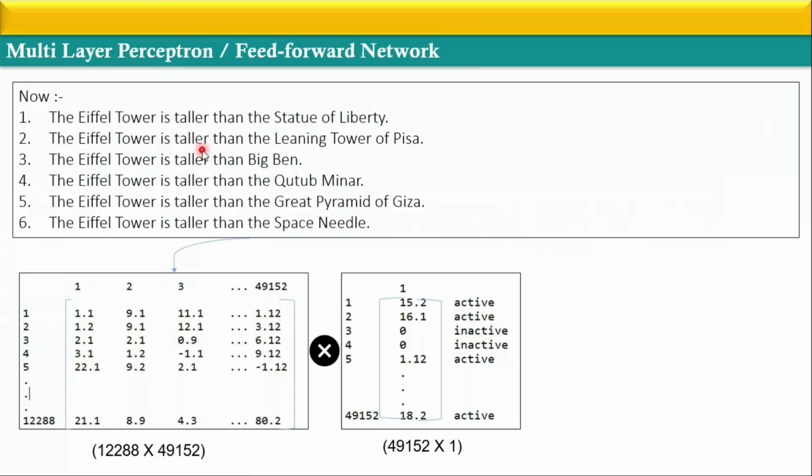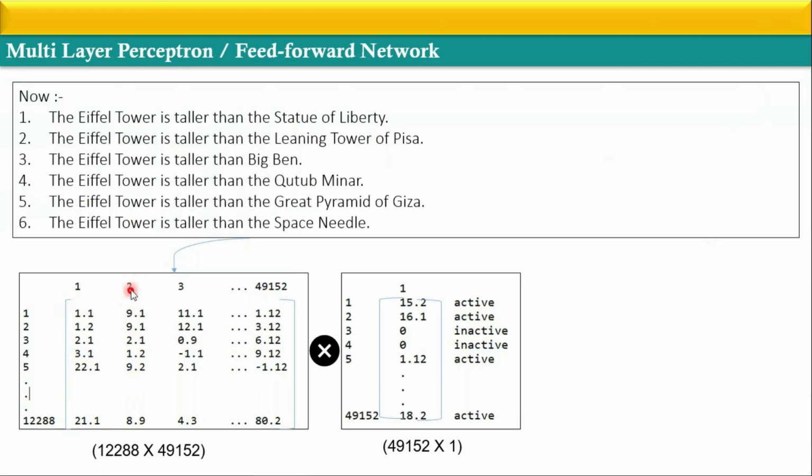The second one is with respect to the Eiffel Tower is taller than the Leaning Tower of Pisa. Okay, so with respect to, say, each and every column, we will be having certain information, and for each and every information, we will be having this much of floating point numbers.